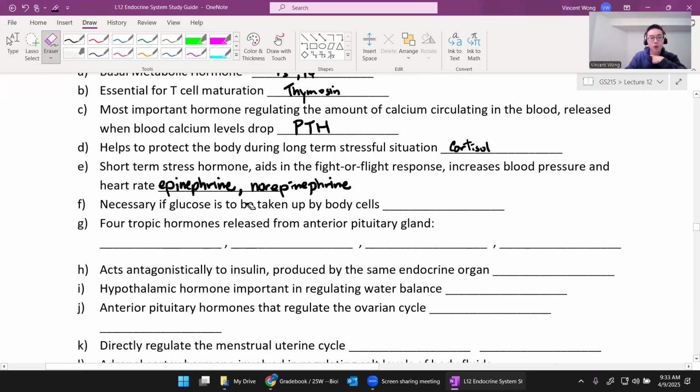Necessary if glucose is to be taken up by body cells. After a full meal, we need insulin. There you go. Insulin from the beta cells in the pancreas. Beta cells in the pancreas.